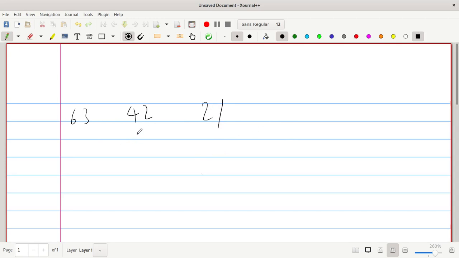And then we look at these two numbers, 42 and 21. If we divide them, the remainder is 0. And when we get a remainder of 0, the greatest common divisor is the number before the 0. So in this case, the greatest common divisor of 63 and 42 is 21. So let's do another example.